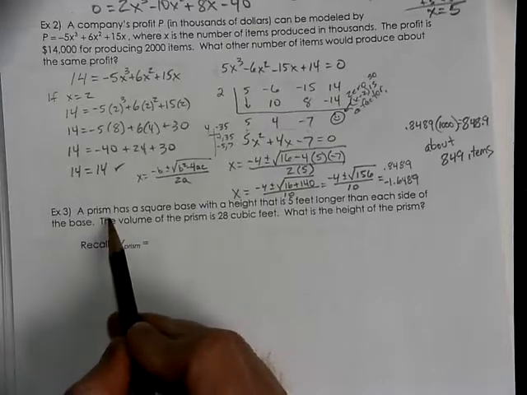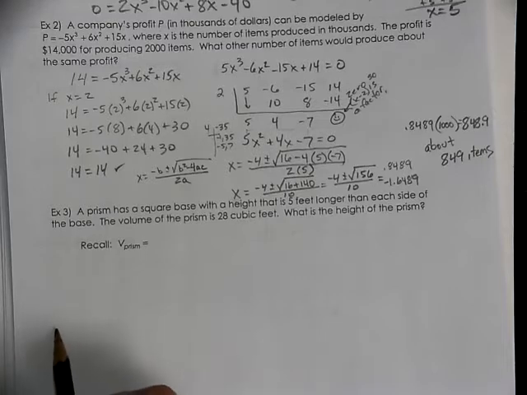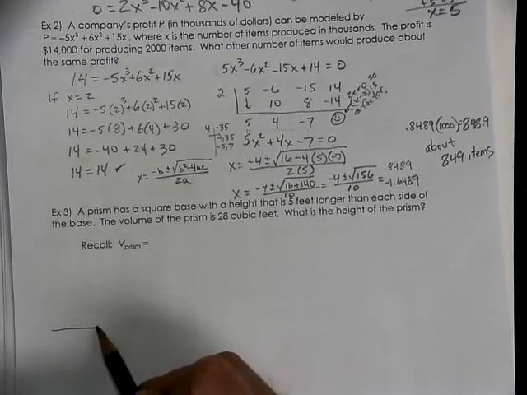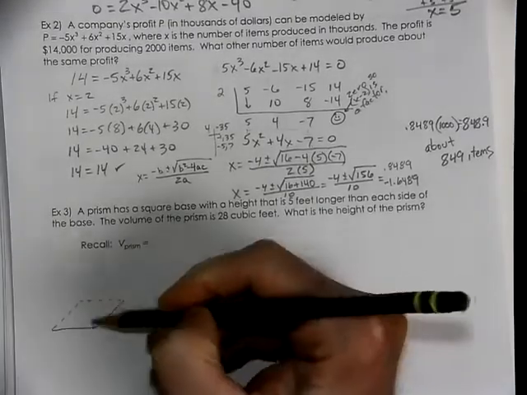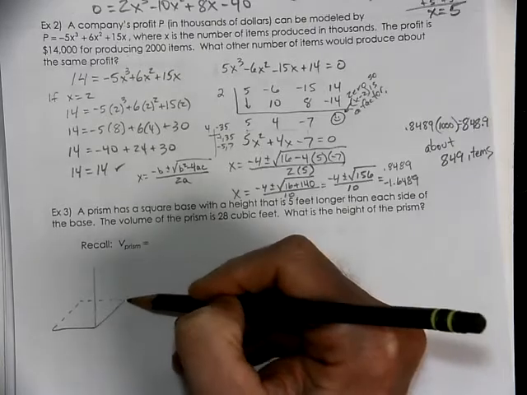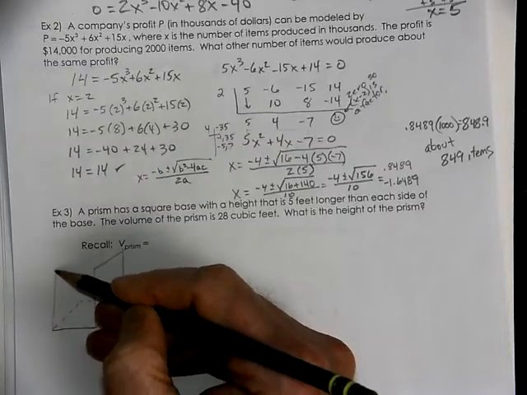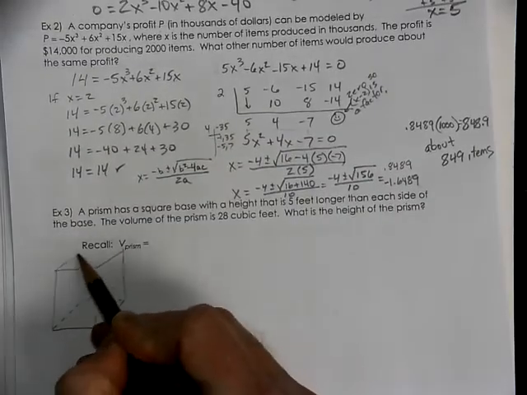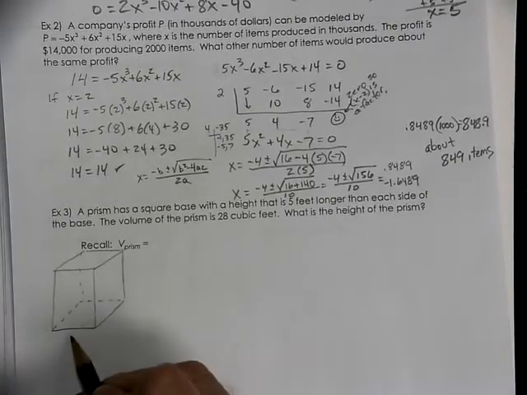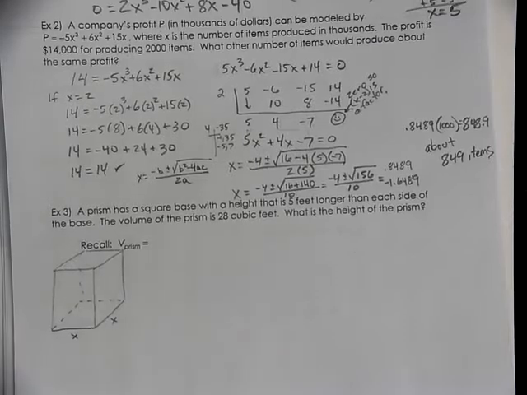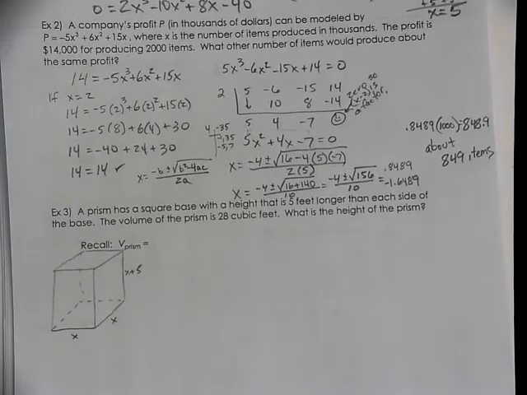So for this next one, we have a prism, which is very similar to our first question. Our prism has a square base, and it has a height that is actually 5 longer than the sides of the base. So something like that. We have x for the sides of our base, and our height is 5 more than the sides of the base.